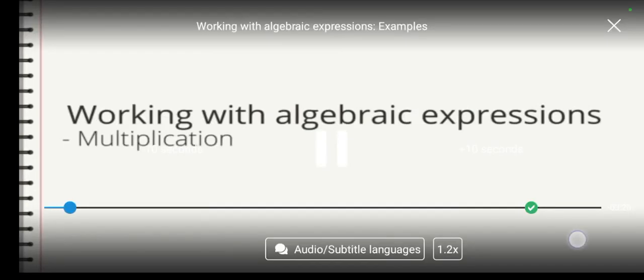Now we're going to do some multiplication as well. Let's start simply. X times 5. We write that as 5x. If there's no sign in between, remember, that means multiplication. Okay, what about this one?